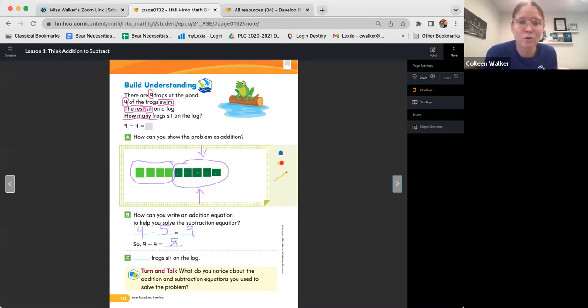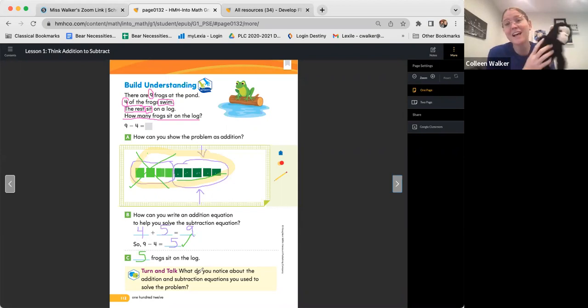So 9 minus 4 equals 5. That's right. If we look at this whole picture, we have 9 frogs all together. And if we take away 4 of them, how many frogs do we have left? Yes, we have 5. So how many frogs were sitting on the log? 5. That's right.